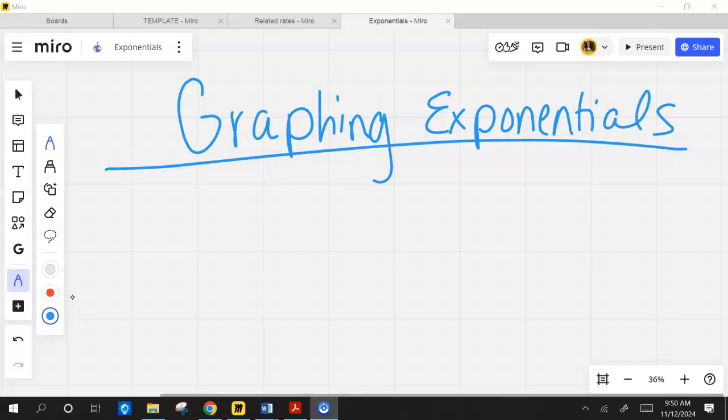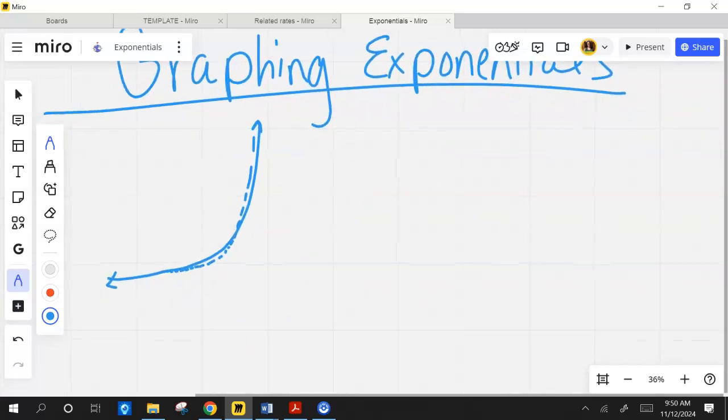So what's happening is I'm starting to inch my way up slowly, but then all of a sudden it gets really big really fast, okay? And so this is what the graph of an exponential growth looks like. Now, with that said, we can also have an exponential decay, okay?